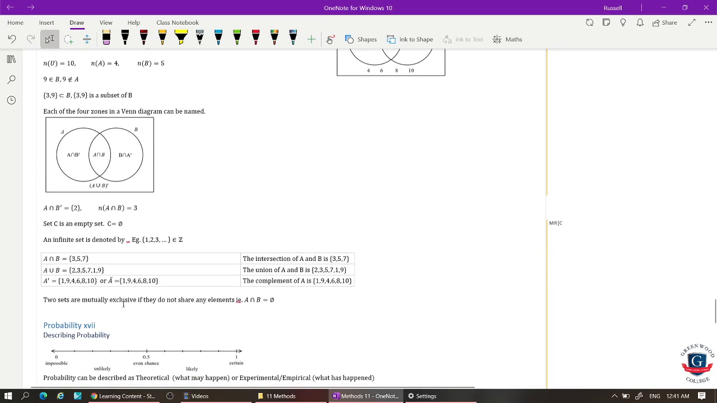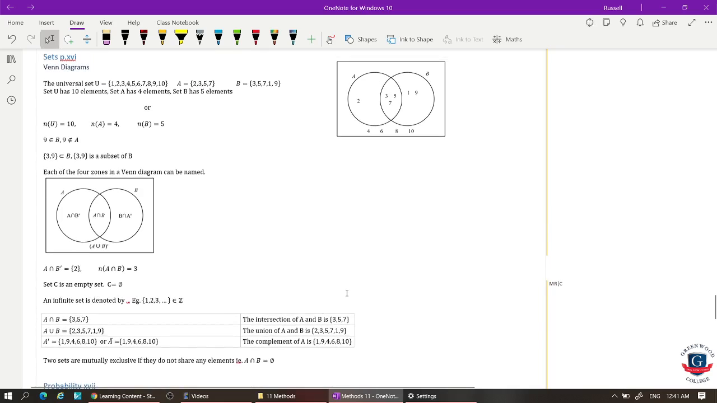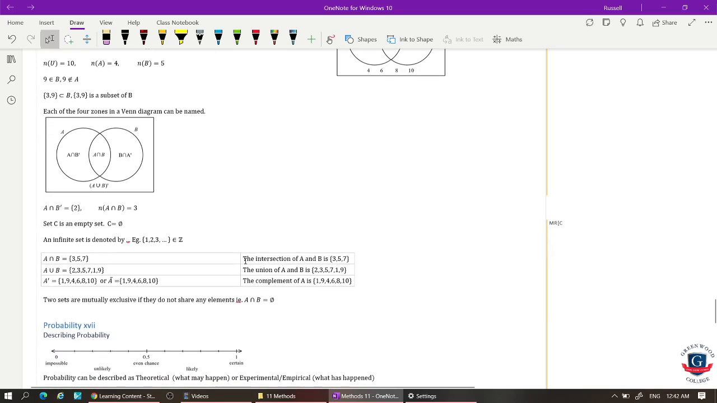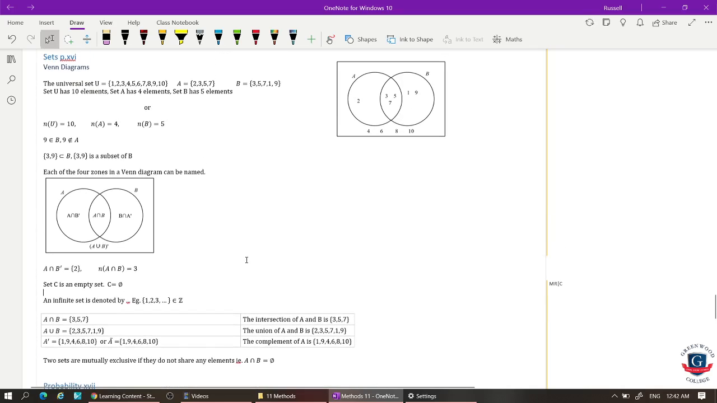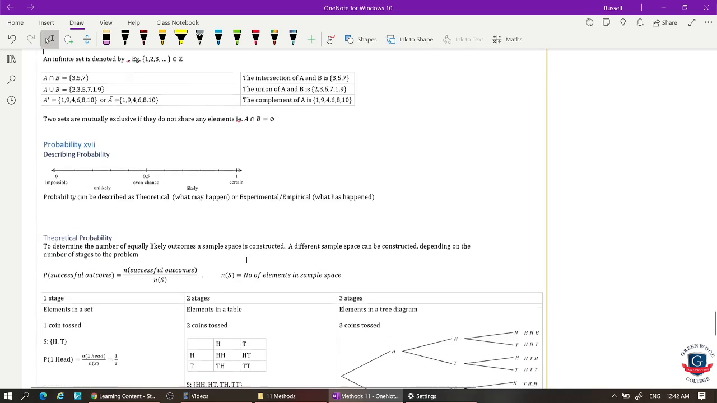2 sets are mutually exclusive if they don't share any elements. So if there was nothing in the intersection, we would say that A and B are mutually exclusive. A and B in this case are not mutually exclusive because they have values in the intersection. And that's the end of our Venn diagram review.